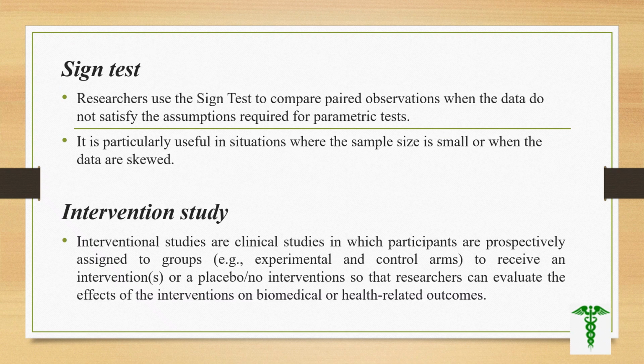Sign test. Here also we are comparing paired observations when the data is not satisfying our assumptions for the parametric test. Normally we use the sign test in a situation where the sample size is small or when the data are skewed. If the number of data is small, like 50 or 100, we can use this sign test as a comparison method.